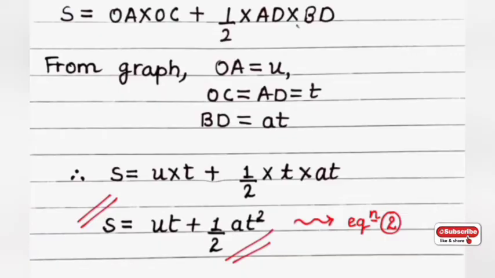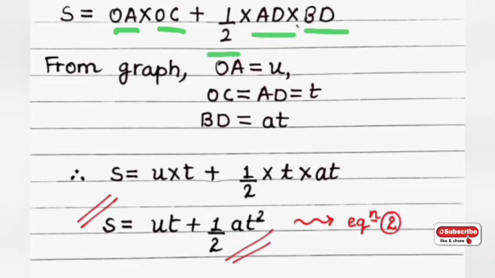Okay, now we had the rectangle OADC. So the area of that rectangle will be length into breadth. So OA is the length and OC is the breadth, as you can see from the graph initially. Then the area of the triangle is half into AD into BD. AD is the base and BD is the height.